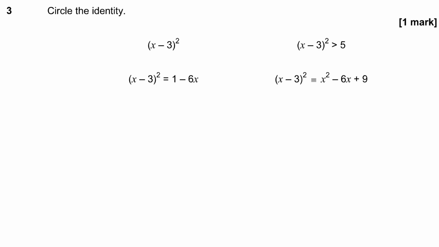Question 3. Circle the identity. Well, identities have 3 lines like that, so that one is the identity. The others are an expression, an equation, and an inequality.